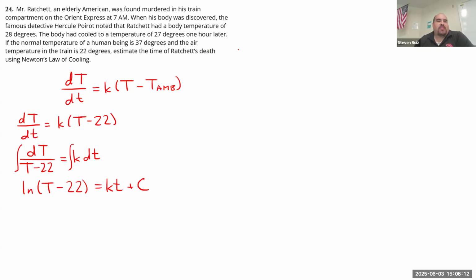Let's go ahead and catalog what information we're given. When his body was discovered, the famous detective Hercule Poirot noted that Ratchet, found murdered in his train compartment at 7 a.m., had a body temperature of 28 degrees. So we'll say that T0 equals 28.